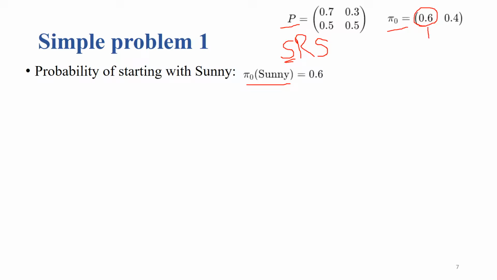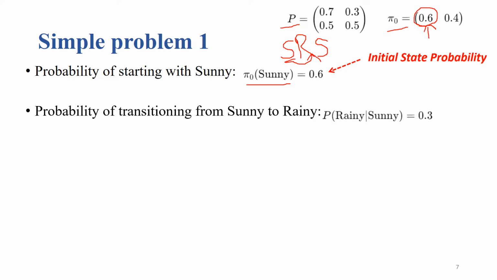It's 0.6. Next we need to find out the transitioning from sunny to rainy, which means we need to find out the probability of rainy given sunny. The probability of rainy given sunny is 0.3. So from this matrix, we know that this is for sunny, this is for rainy, and again this column is meant for sunny and rainy. So from this matrix, if we want to find the transitioning from sunny to rainy, this is the probability. So probability of rainy given sunny is 0.3.